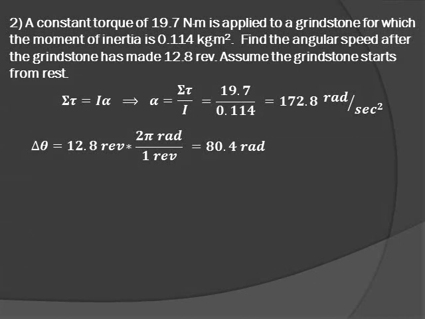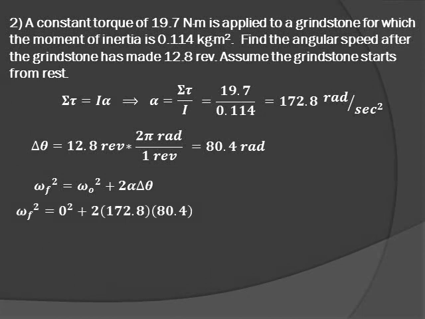So we've got the angular displacement, we've got the angular acceleration, and we need to find the final angular speed. We have the initial angular speed because it starts from rest. So to find the final angular speed, we plug in all the information we know. We've got 0 squared plus 2 times the angular acceleration, 172.8, times 80.4, and we find that our angular velocity is going to be 166.7 radians per second.